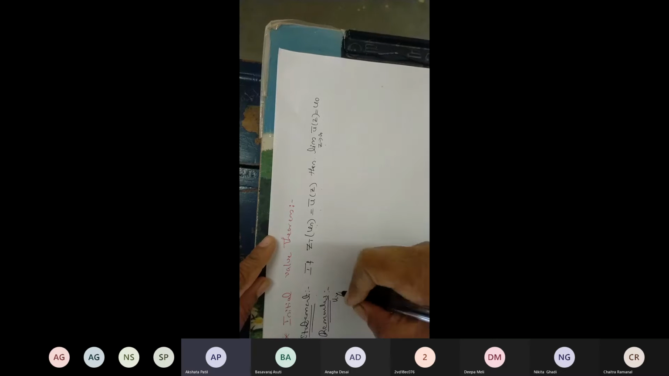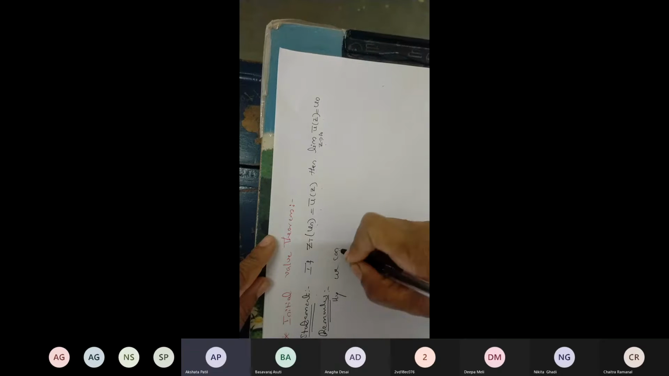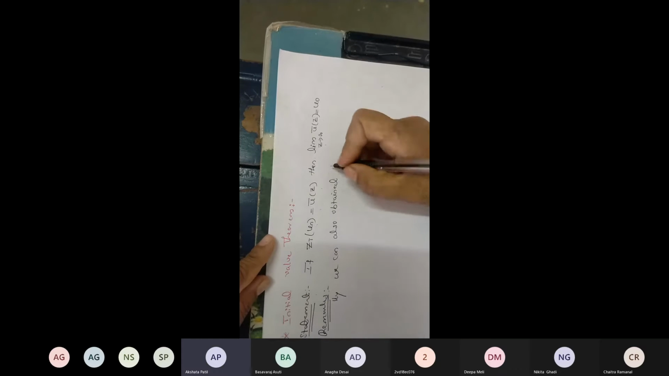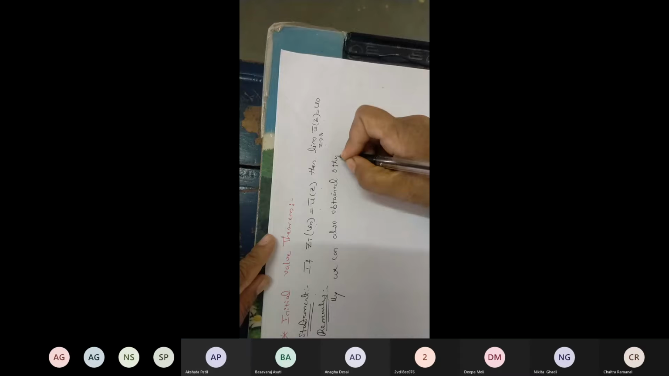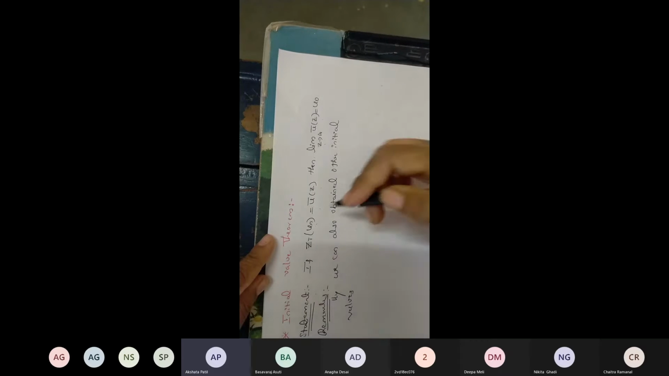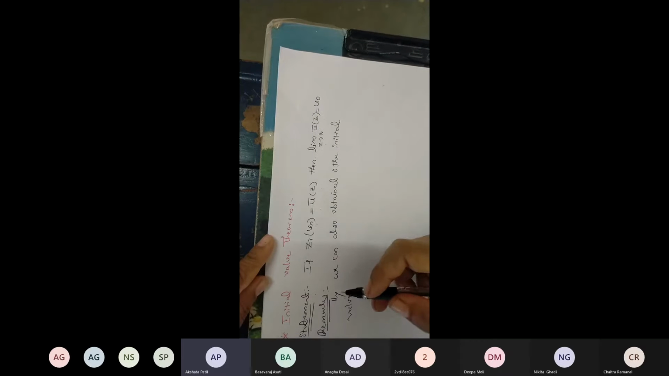Similarly, we can write some remarks. We can also obtain other initial values. By using this statement, we can also find the other initial values, that is u1, u2, u3, and so on. Now let us see one by one.